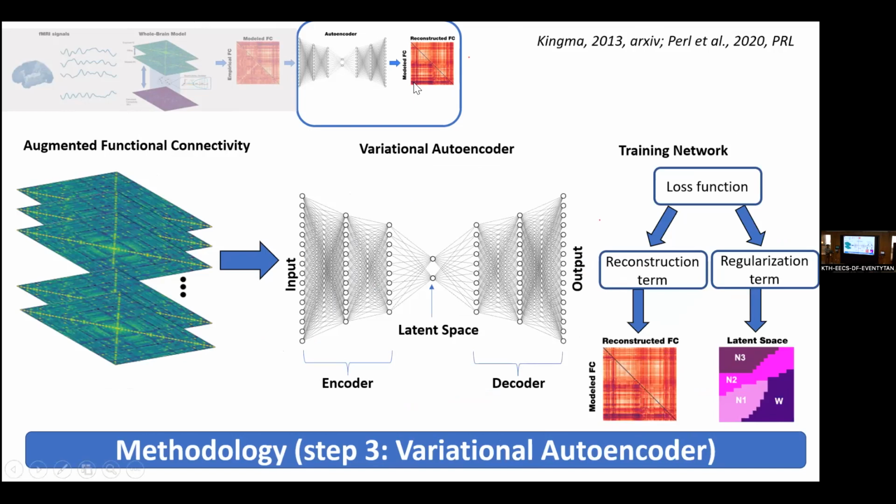And then the last step of our approach is to use this augmented functional connectivity to train a variational autoencoder. And this is why we want to augment data, because we need a lot of data to train an autoencoder, which is not easy to get from empirical functional imaging data. A variational autoencoder is a deep learning structure composed of an encoder and then a decoder, and in between we have a bottleneck, a quite low dimensional space that is called the latent space. The goal of the autoencoder is to reproduce the input in the output as well as possible, but in between you get a low dimensional representation.